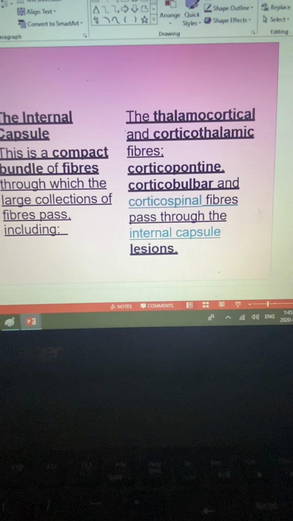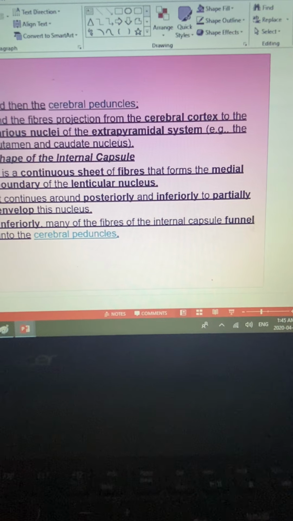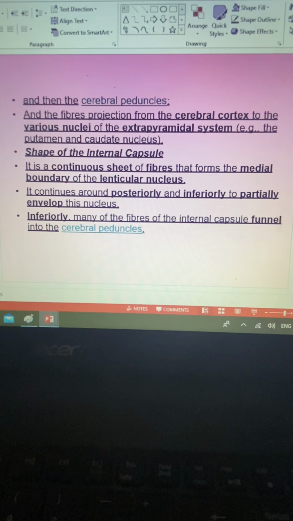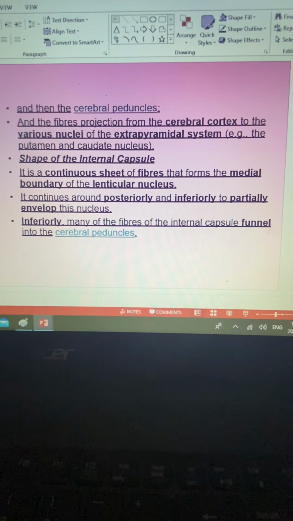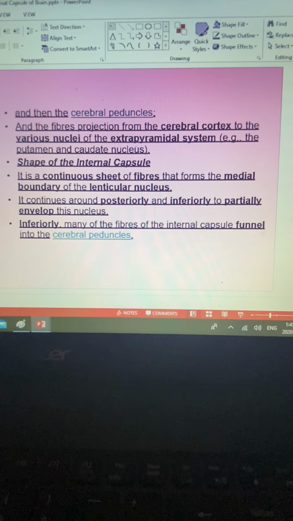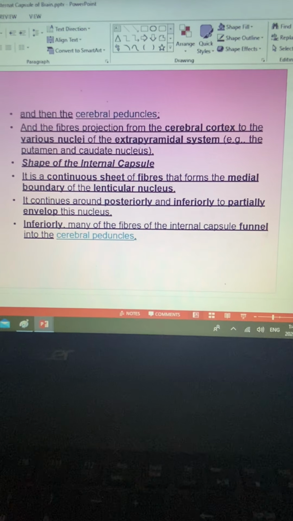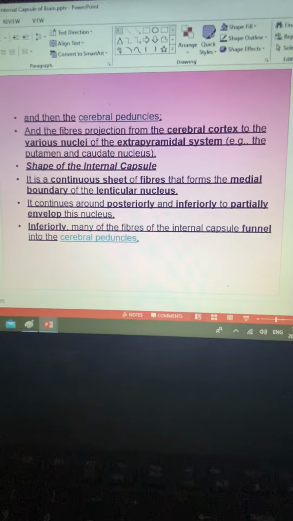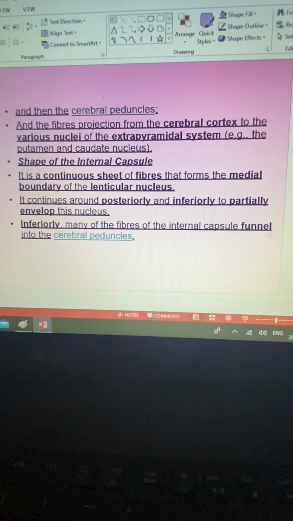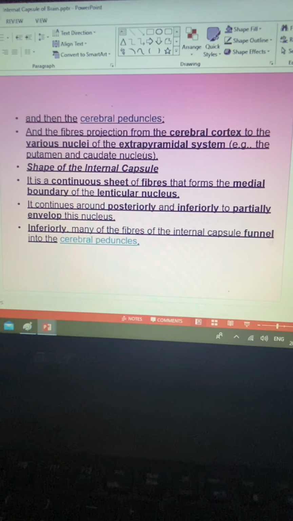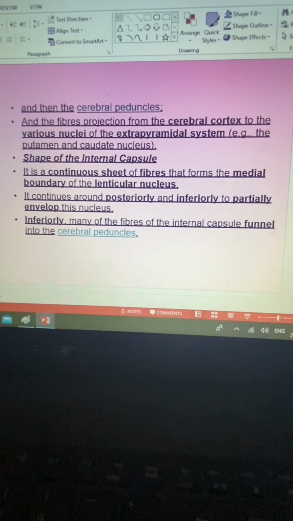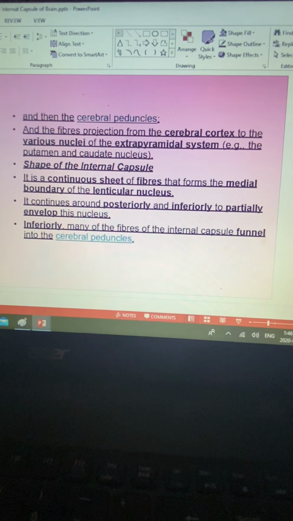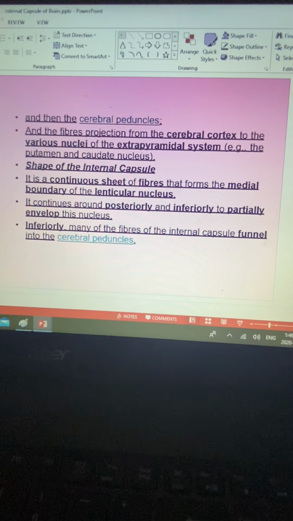They pass through the internal capsule, and then the cerebral peduncles or the crus cerebri, and the fibers projecting from the cerebral cortex to various nuclei of the extrapyramidal system, that is the putamen and the caudate nucleus. Now if we see the shape of the internal capsule, we find it is a continuous sheet of fibers that forms the medial boundary of the lenticular nucleus or the lentiform nucleus. It continues around posteriorly and inferiorly to partially envelop this nucleus.